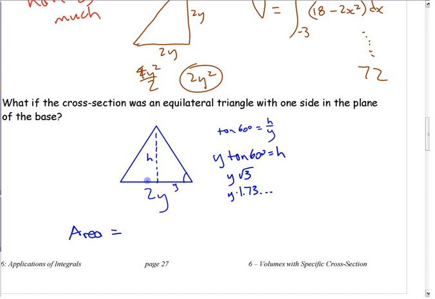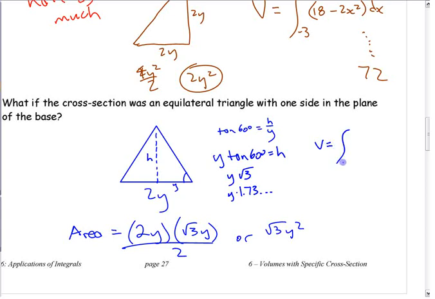Okay, we don't want to go back to all the geometry, grade 10 and 11 or whatever, but if you're working this out, it's 2y times root 3y divided by 2, right? Or in other words, if you simplify that, root 3y squared, no divided by 2. However you get the area, the volume is easy, right? Negative 3 to 3 of, well, it's going to be root 3 times 9 minus x squared. Well, just that then, right?